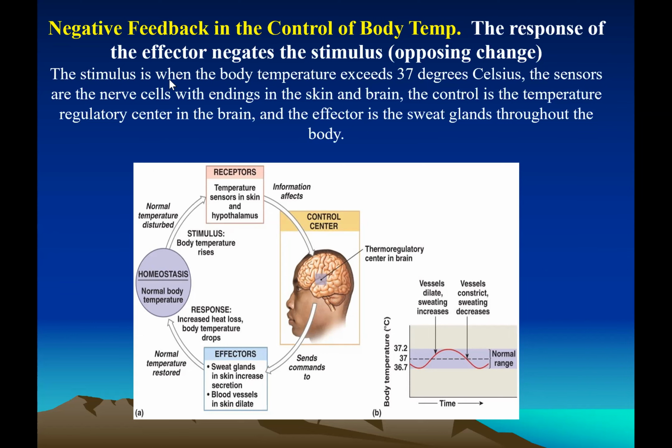So the stimulus is when the body temperature exceeds 37 degrees Celsius. The sensors are the nerve cells with nerve endings in skin and brain. The signal goes to the brain, the brain processes the signal, and it sends out a command to the effector, asking the sweat glands to sweat, thereby maintaining the normal body temperature. Another good example is maintenance of blood insulin levels in correlation to blood sugar.